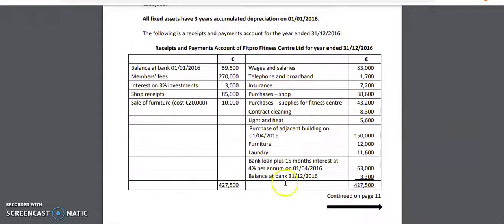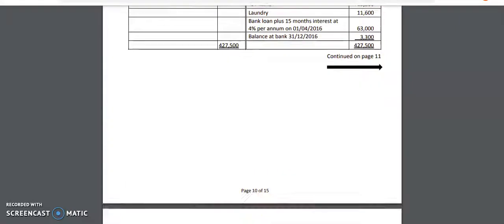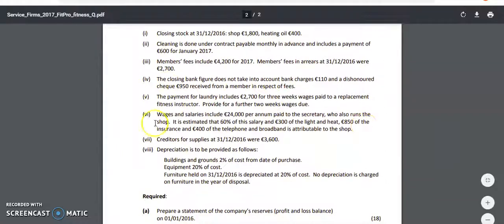You'll have purchases then for your shop. Now just be careful with purchases. We're just going to be using the information that we have for the shop. The purchase for the suppliers will go into the other profit and loss account. And then down here, you'll always have some part that will divide up between the shop and the profit and loss.